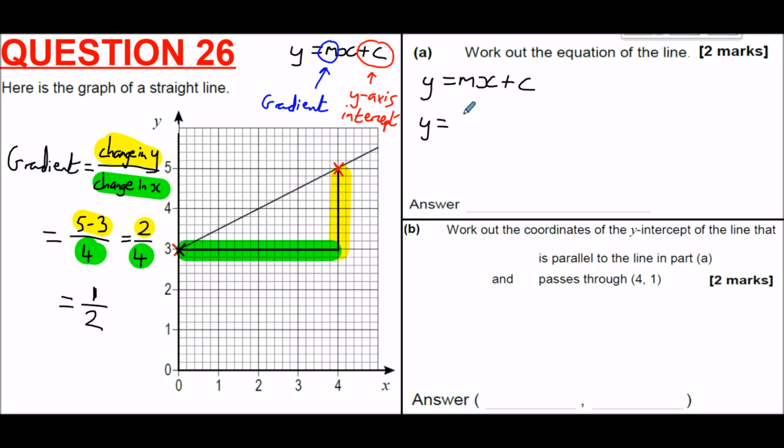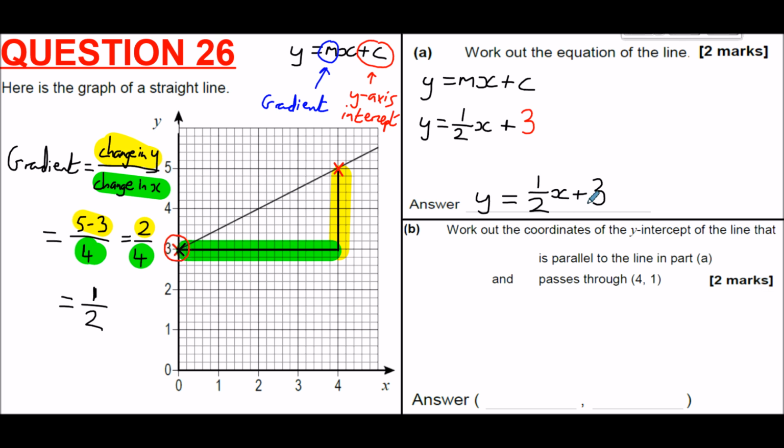So we can say y equals 1/2 an x, or x over 2 if you prefer, plus c. Now c is where it crosses the y-axis, which is here, because this is the y-axis and it crosses when y is 3. So that's the equation of the line. We've worked out the gradient, we've found the y-axis intercept, so we just put those numbers in. Y equals 1/2 of x plus 3. And that's part A done.